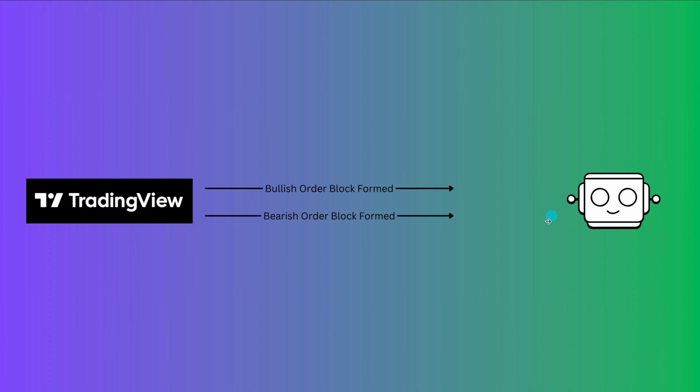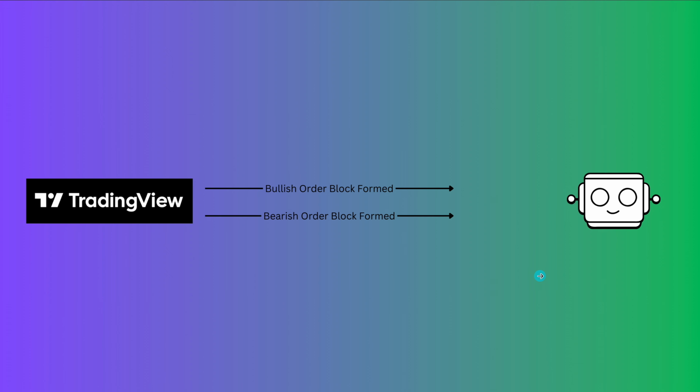We need to set up a trading bot that can listen for signals from the LuxAlgo order block indicator. This bot will handle two things. It will first simulate trades using virtual funds in demo mode, allowing us to test the strategy without risking real money. Once we're confident that everything is working as expected, we'll switch the bot to live mode, enabling it to execute real trades automatically on our exchange account.